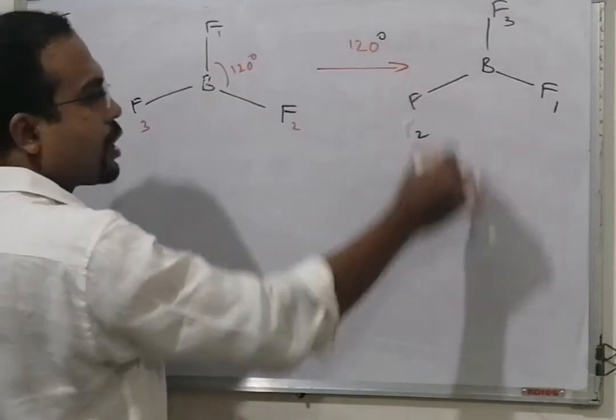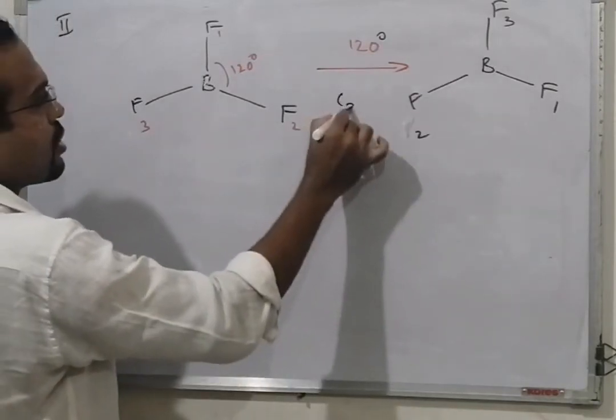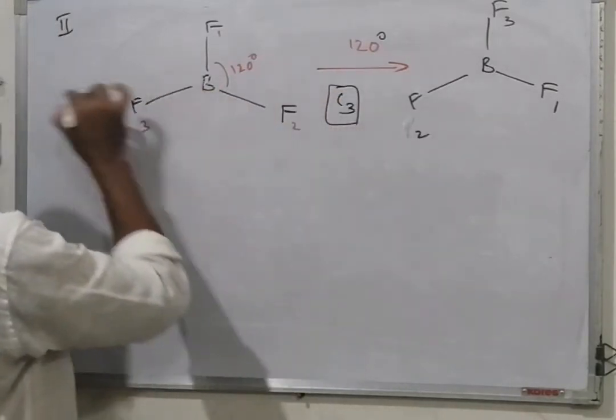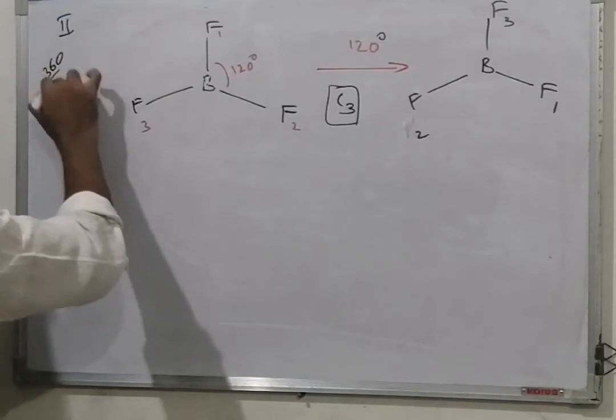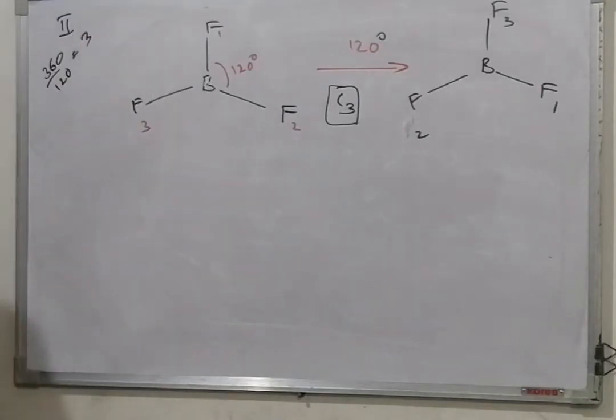120 degree. It keeps on. Therefore, it has a C3 axis, because 360 by 120 is 3. Now, another option I have.